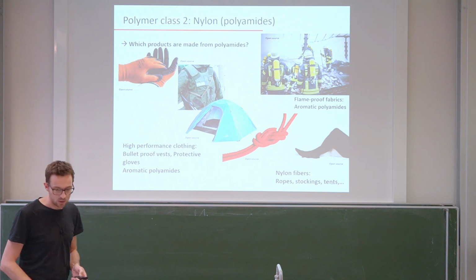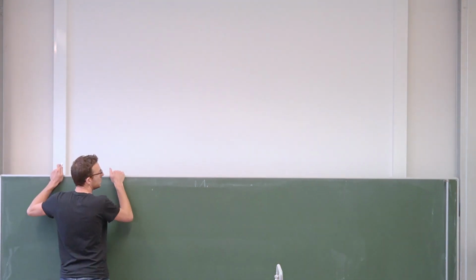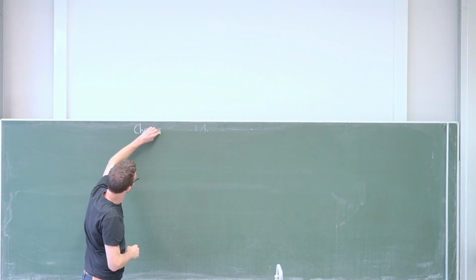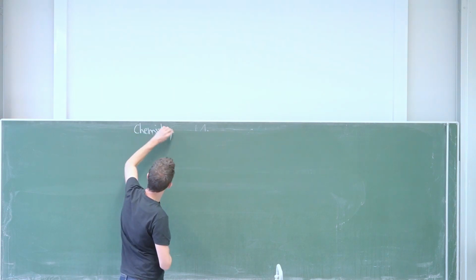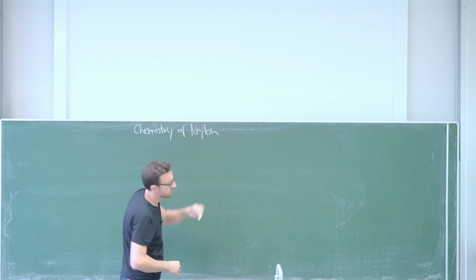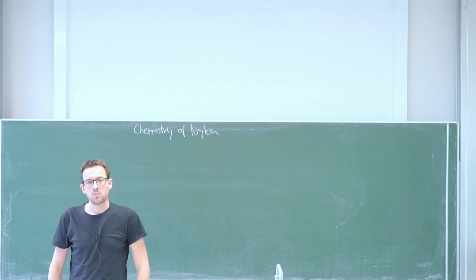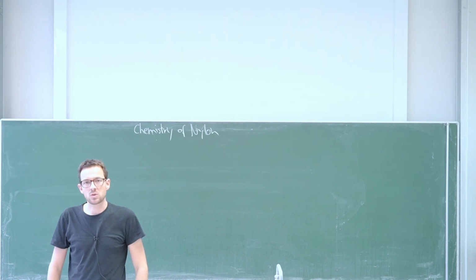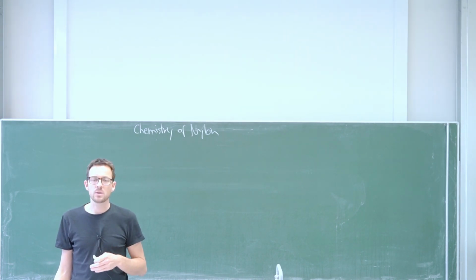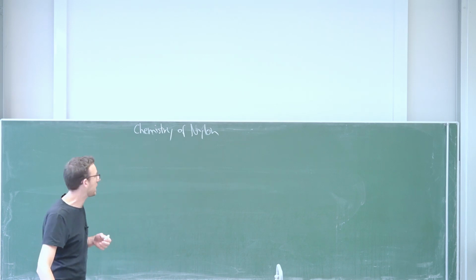Okay, so how do we do nylon? Let's briefly look at the chemistry of nylon. So nylon or polyamides are formed by a reaction with an amino functionality and a carboxylic acid, or maybe a carboxylic acid halide.